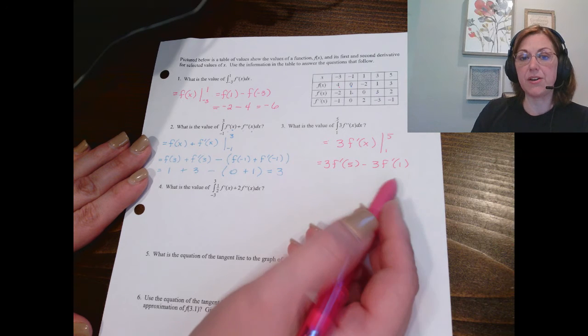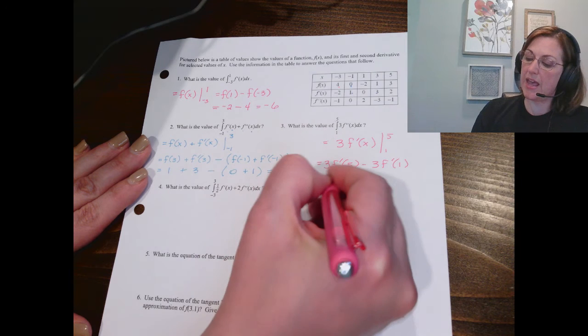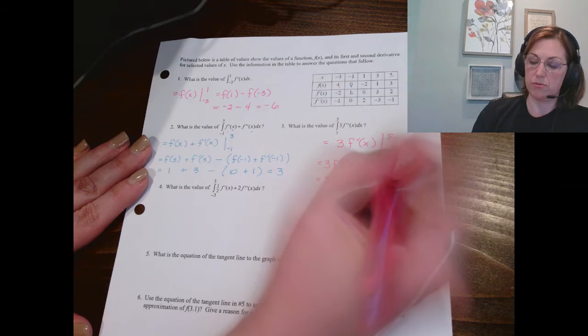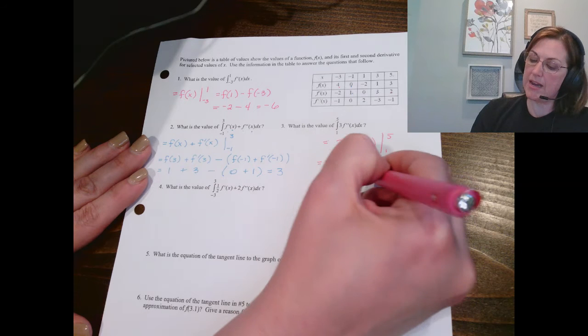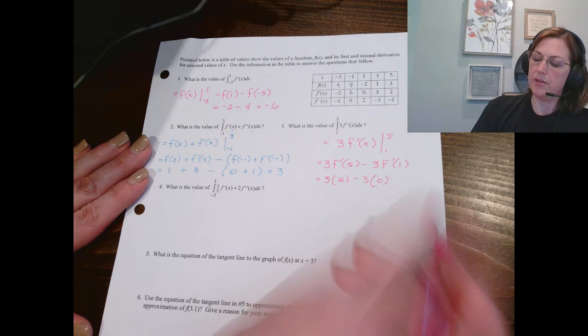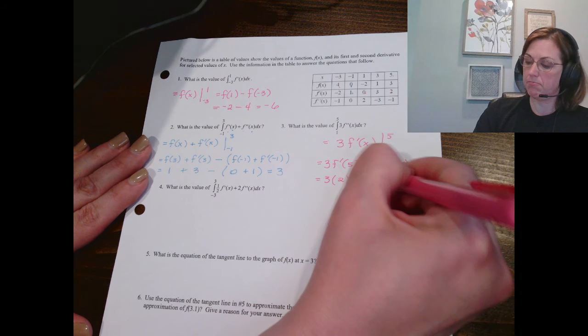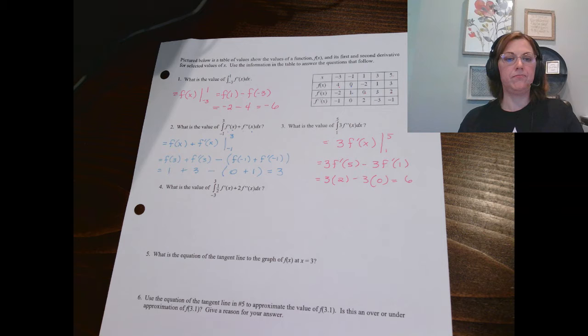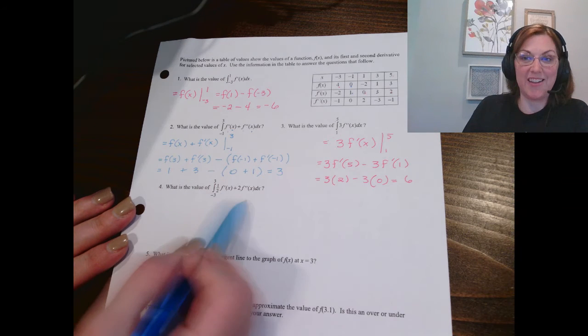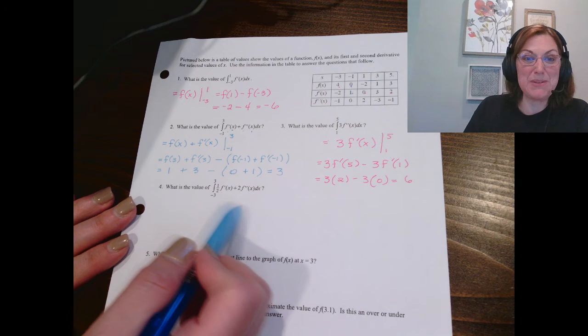And now you can get your values from the chart. So f prime of 5 would be 2. And f prime of 1 would be 0. So we get 6. Okay, let's look at number 4 then. This is getting busier, right?